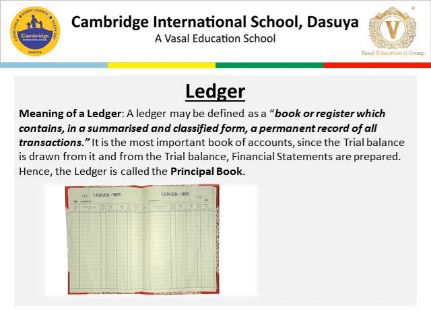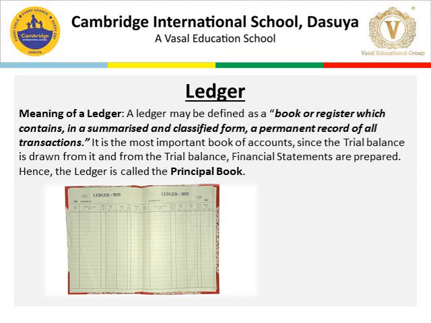In ledger, we take all the transactions related to one account, and all the debits and credits will be done over there. It is a summarized form of account in which all the transactions related to that particular head is classified, and it is recorded on a permanent basis.